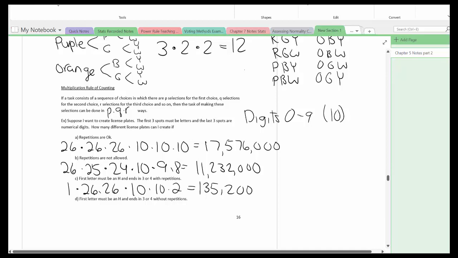Okay, let's take a look at part D. So it's exactly the same problem, except I'm not allowed to have repetitions. So again, start with the restrictions. Starts with an H, there's only one. At the end, I can either be a 3 or a 4.